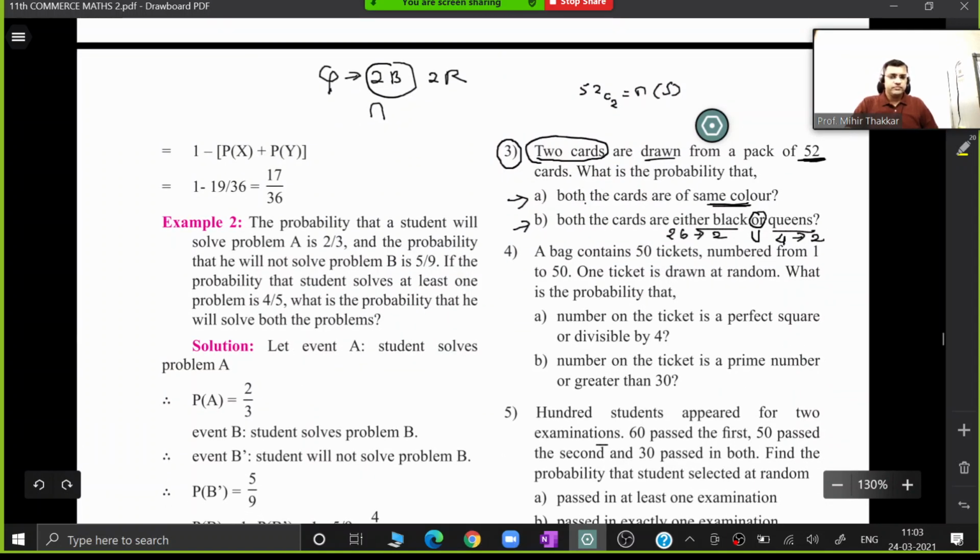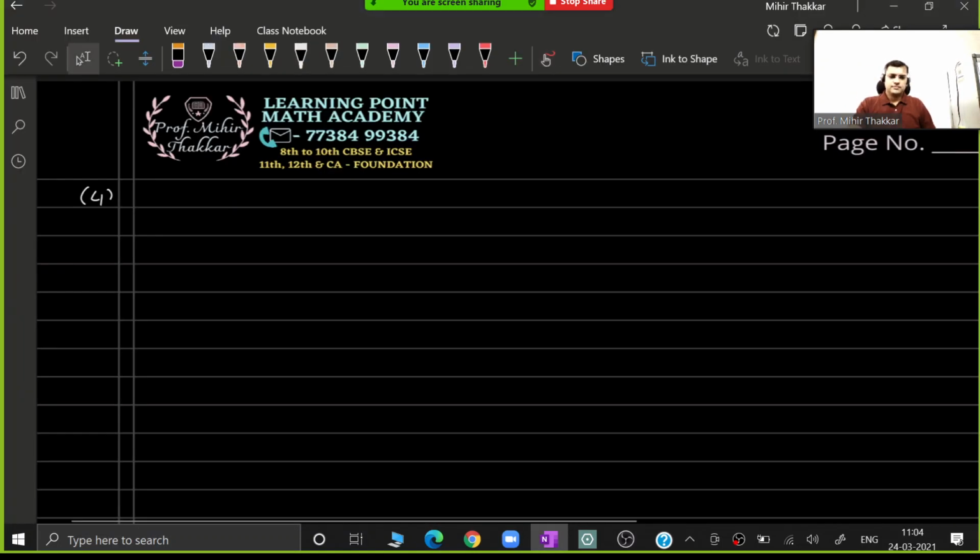So let us see the sum number 4. In the sum number 4, we are asked, a bag contains 50 tickets numbered from 1 to 50. One ticket is drawn at random. So you just have to select one ticket out of 50 tickets. That can be as usual done in 50C1 ways. So let us first write about our N of S. Then we will work out on the events A and B.